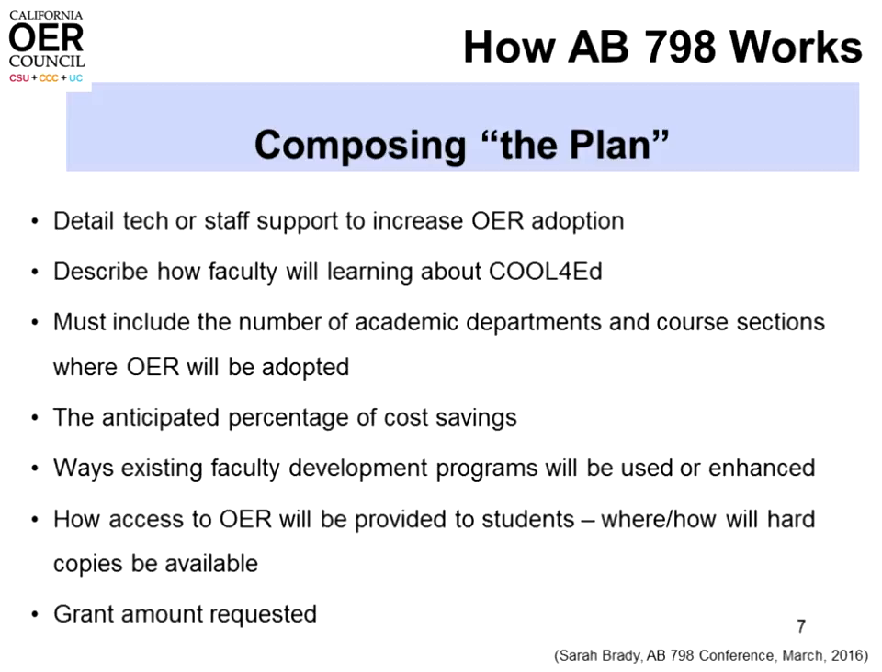It must include the number of academic departments and course sections which will be selected to be focused on for this project, and it could range from 10 courses to 50 courses depending on what the campus feels comfortable doing and what departments are going to be interested in participating. The state wants to make sure that those are identified and available in the plan. The anticipated percentage of cost savings, which I'll cover in just a minute, needs to be in this plan.